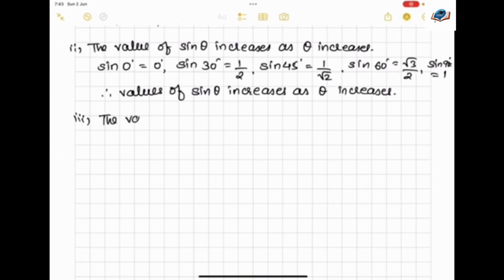Now third one, the values of cos theta increases as theta increases.